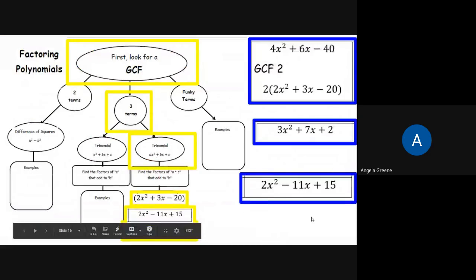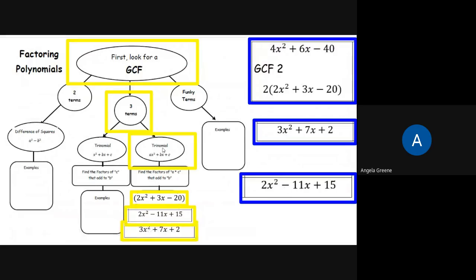And now the last example. So the last set of 3, they all fall under the category of the trinomial ax squared plus bx plus c. Even with the first one, when I factored out the GCF of the 2, notice inside the parentheses how I have a 2x squared plus 3x minus 20, or the ax squared plus bx plus c. And so I have 3 terms, ax squared plus bx plus c.